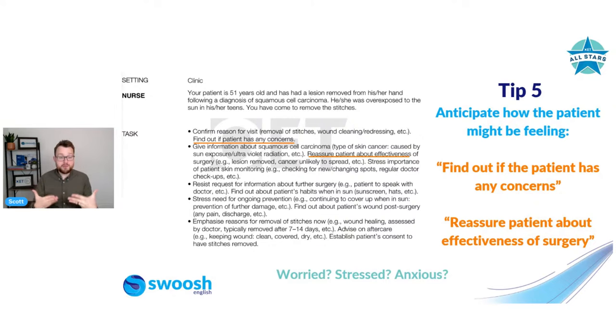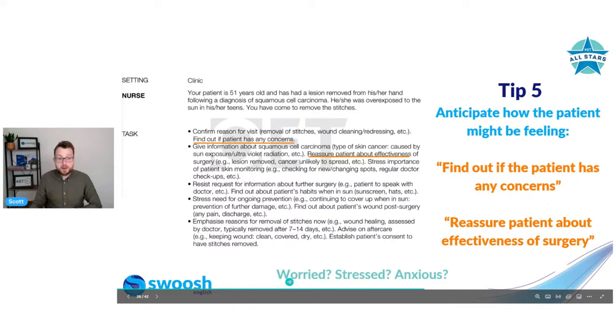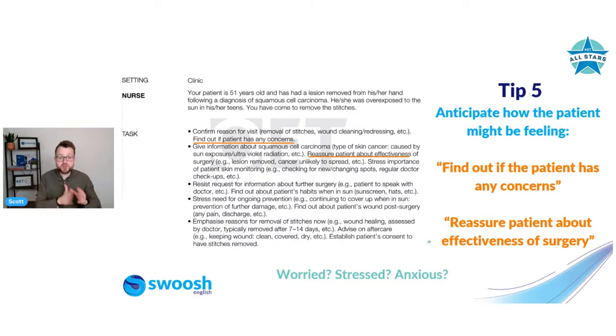So based on that, we might want to anticipate how we might want to overcome any fears or stress they might be having. So based on that, we want to figure out questions like this. Are they worried? Are they stressed? Are they anxious? Are they relaxed? Are they irate? Are they angry? It helps us to assess how the role play itself might go.